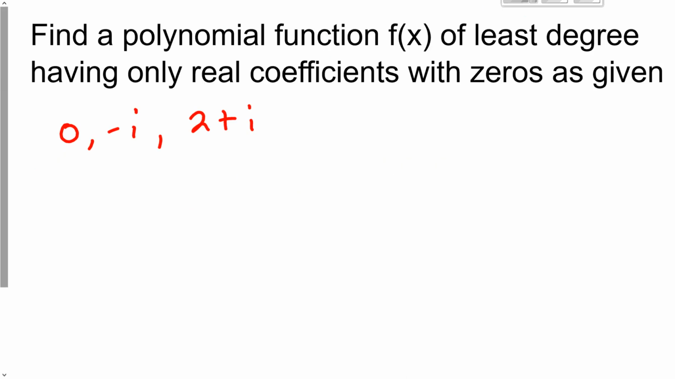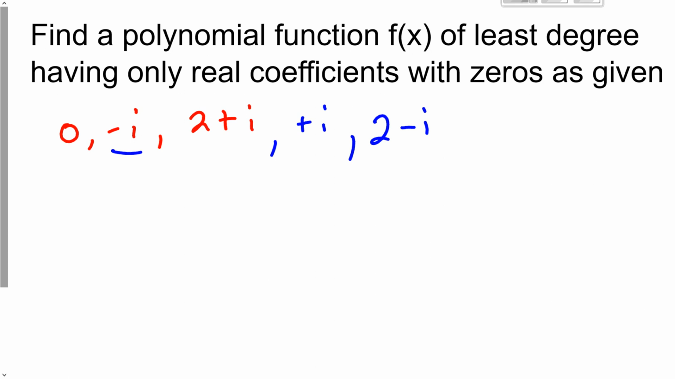Okay, here's a more complicated one using the same conjugate zeros theorem. We want to write a polynomial f of x with the smallest degree possible with these zeros, or these roots given. So here are our zeros, or our roots, or solutions. Since I have an i in there, that means its conjugate is also a solution, so negative i is also a solution. If 2 plus i is a solution, that means its conjugate is a solution, so 2 minus i.